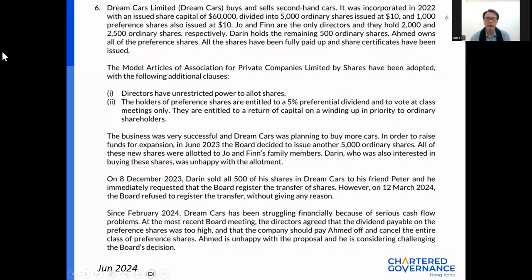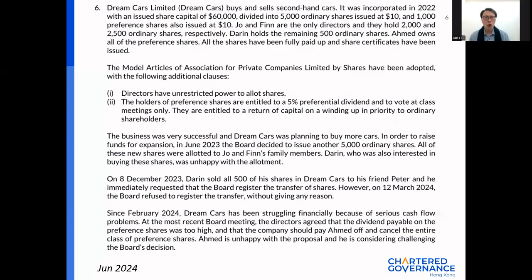Okay, then we have Joe and Flynn are the only directors, and they hold 2,000 and 2,500 ordinary shares respectively. Okay, so you can see there are only 2 directors, Joe and Finn, but they hold some ordinary shares as well. So remember how many shares in total? There are only 5,000 ordinary shares. So even though they only hold 2,000, 2,500, that's most of the 5,000 shares. The remaining 500 shares is being held by Darren.